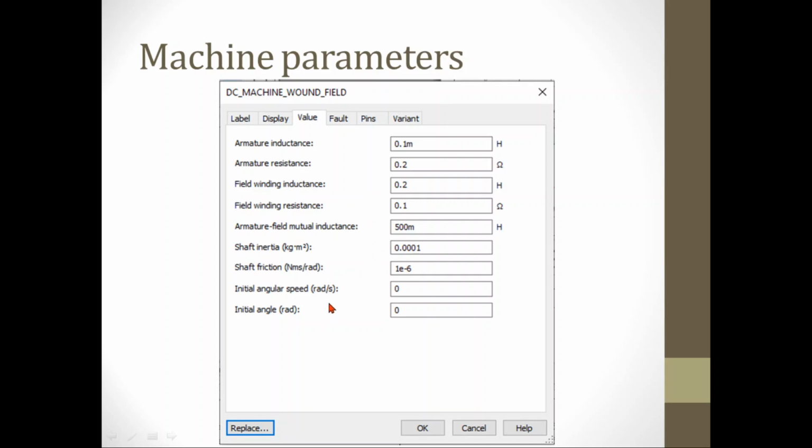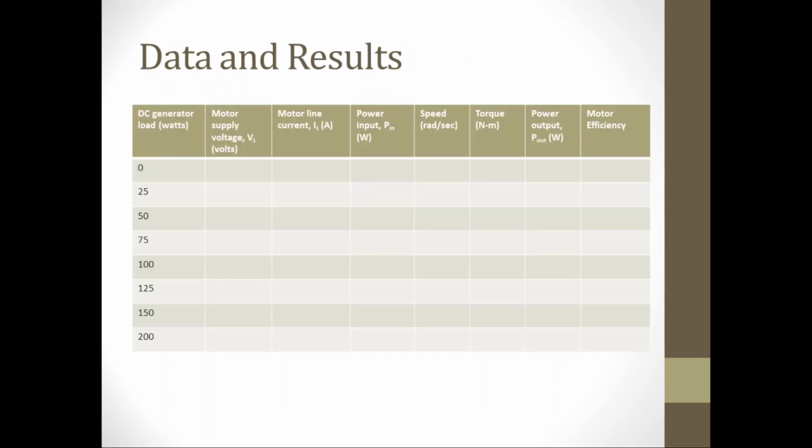This would be the table that we need to fill up. The motor supply voltage should be constant at 100 volts. The speed and torque will be measured, the power output will be calculated, and lastly, the efficiency of the machine will be calculated also.